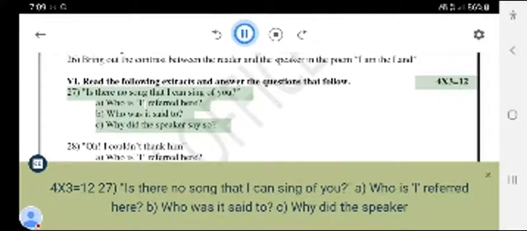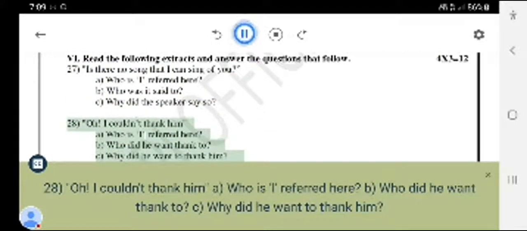4x3 equals 12. 27. "Is there no song that I can sing of you?" A. Who is 'I' referred here? B. Who was it said to? C. Why did the speaker say so? 28. "Oh, I couldn't thank him." A. Who is 'I' referred here? B. Who did he want to thank? C. Why did he want to thank him?